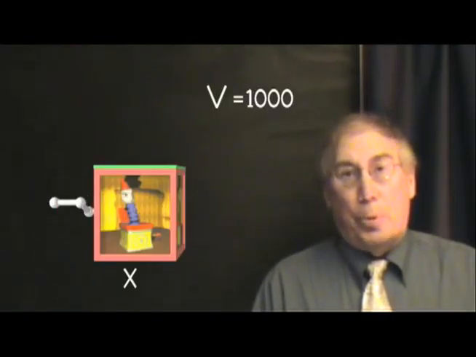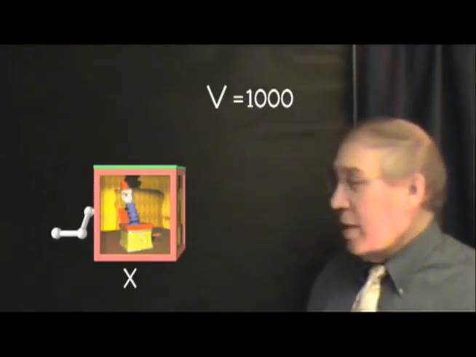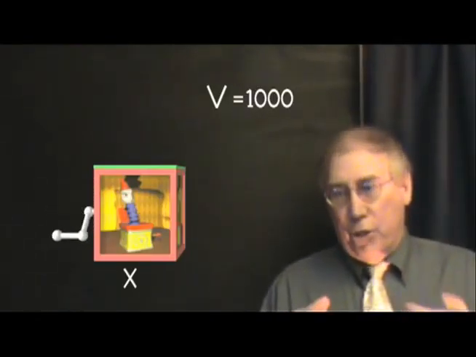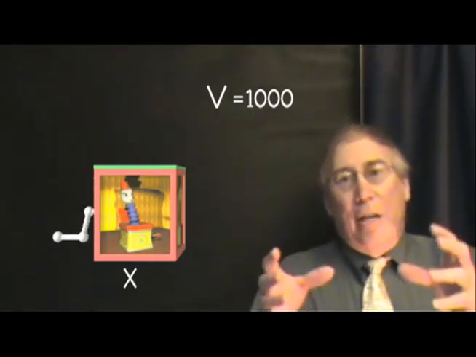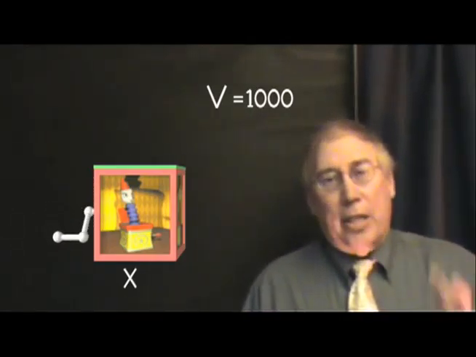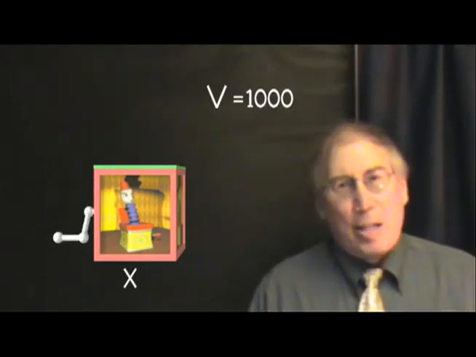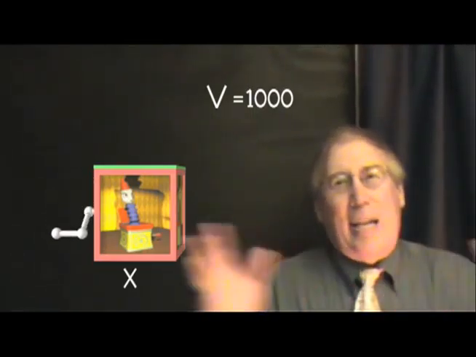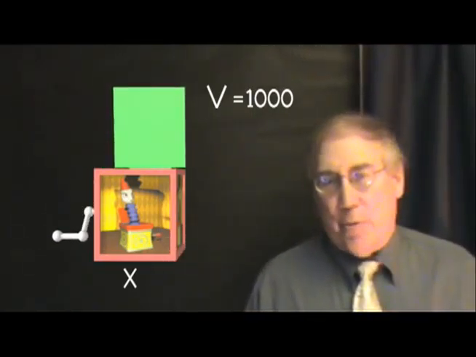Hi, let's talk about simplifying radicals. Now we're going to get into such things as square roots and cube roots. But to start out with, let's suppose that we have a jack-in-the-box here. And now, let's say that this jack-in-the-box is a perfect cube. Let's say that it's x inches on a side. We don't know what it is right now.